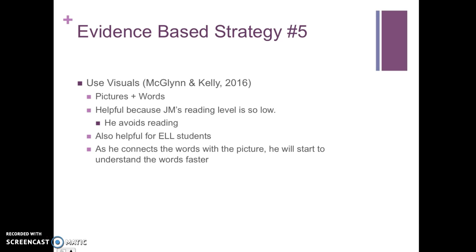Pictures and words help him. His reading level is low, and he avoids reading at all costs. And so visuals, so the picture and the word with our strategies and where things go in the classroom and things like that, have definitely helped him. It's also very helpful for the several ELL students that I have. And I've noticed that as he and they connect the words with the picture, they start to understand the words faster. And he'll start seeing those words in other text and other content and say, oh, I know what that says because it's on the picture right over here.